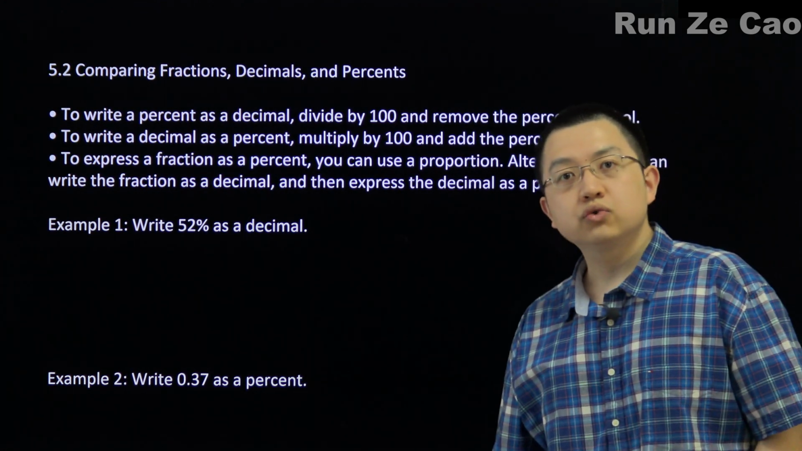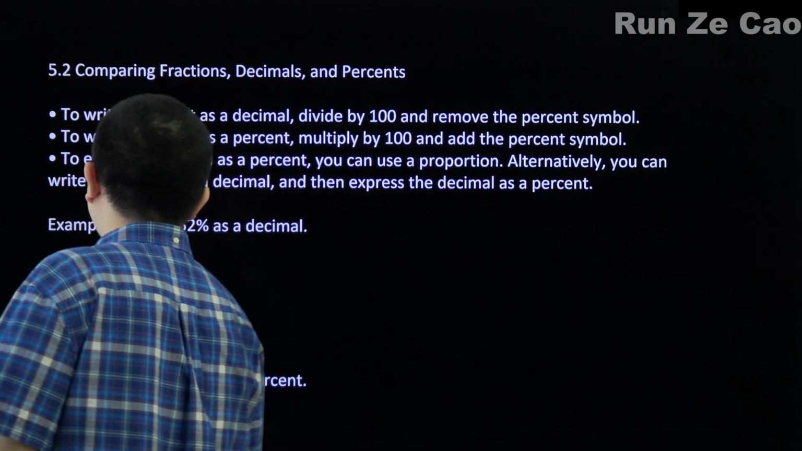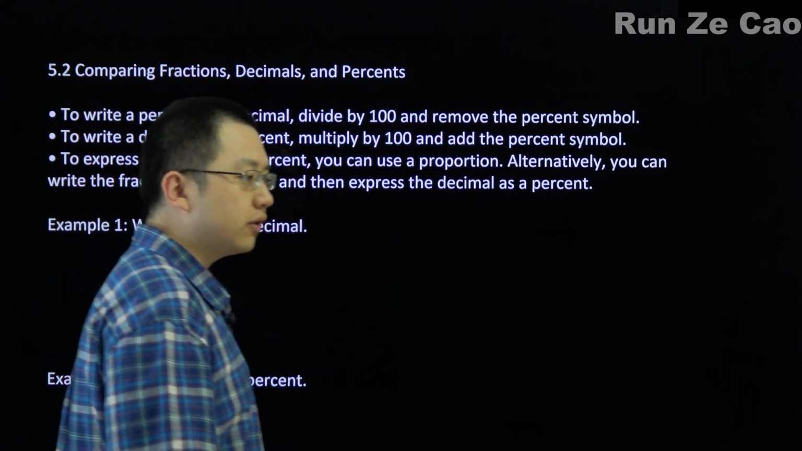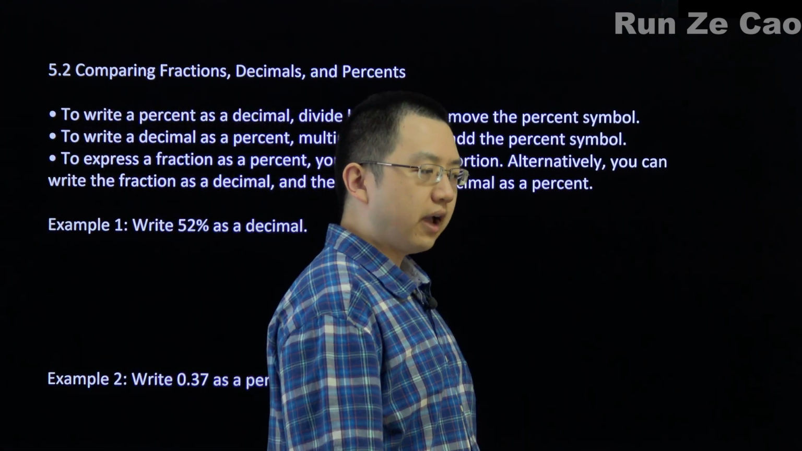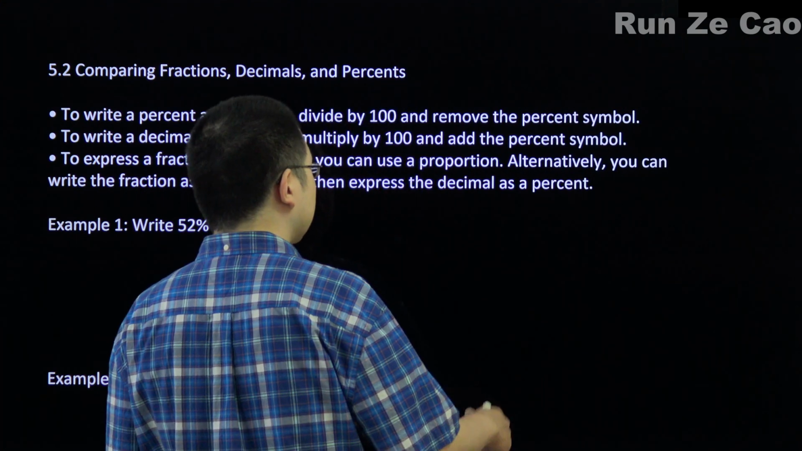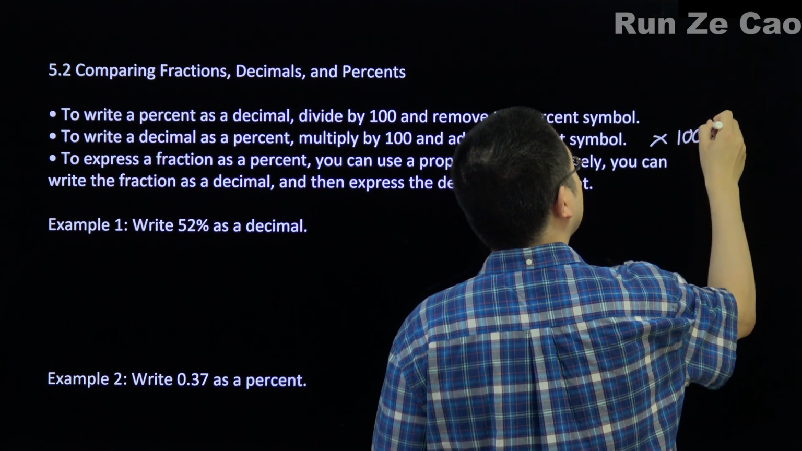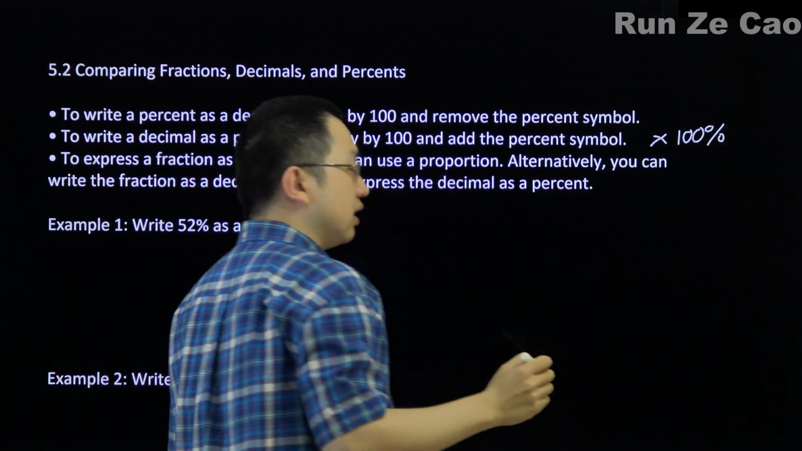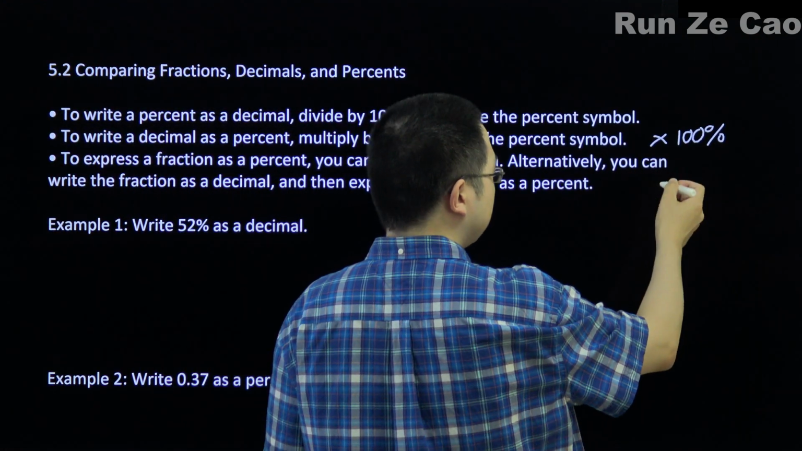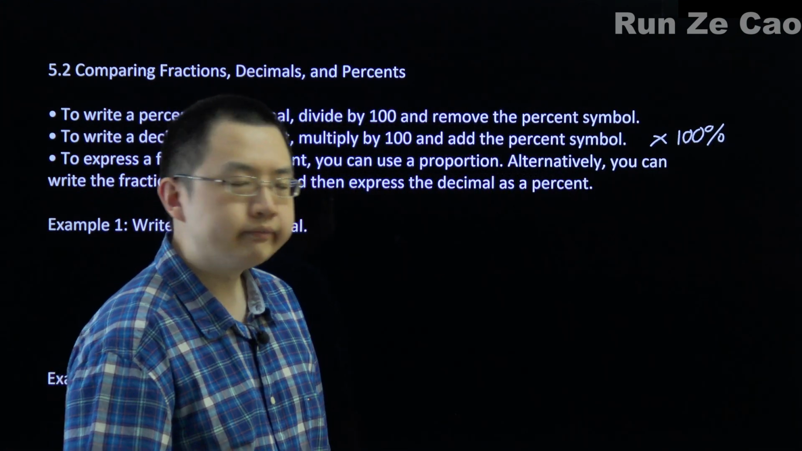Let's say we need to compare decimals, fractions, and percents. Well, to write a percent as a decimal, you divide by 100 and remove the percent symbol. To write a decimal as a percent, you multiply by 100 and add the percent symbol. Look, there's a reason why this conversion is literally times 100%. It's because 1 is equal to 100%, and by multiplying by 100%, what you're doing is multiplying by 100 over 100. So in other words, multiplying by 1.